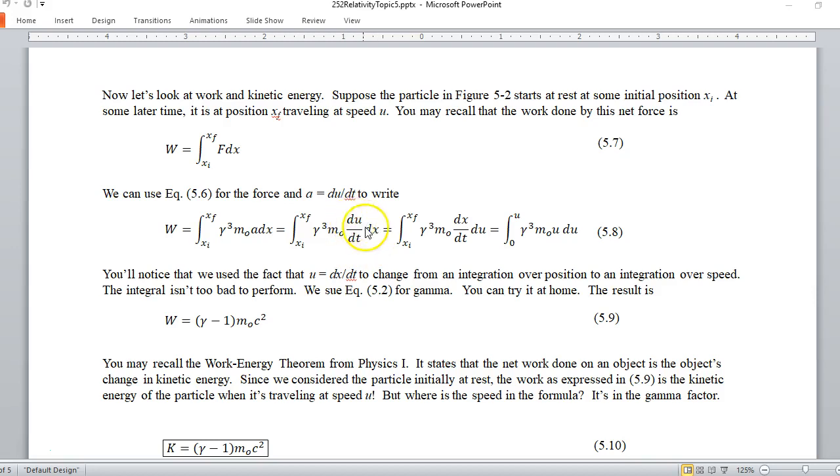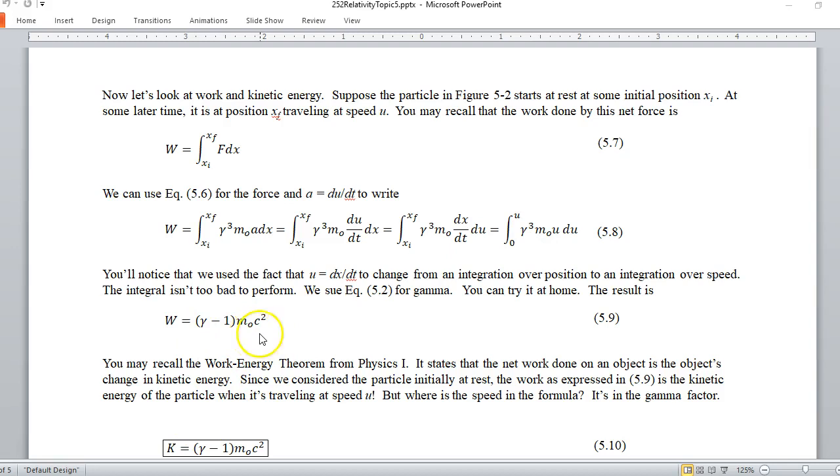That's valid because these du, dx, dt are all tiny intervals. But then we say, oh, that dx/dt is the speed u. So we end up with a nice little trick: instead of integrating over x, now we can integrate over the speed. We're considering that this thing started at rest, and then reaches some speed u at a later time. So we do this integral right here. It's not that bad of an integral to do. You can verify this. You will actually get this expression right here in 5.9.